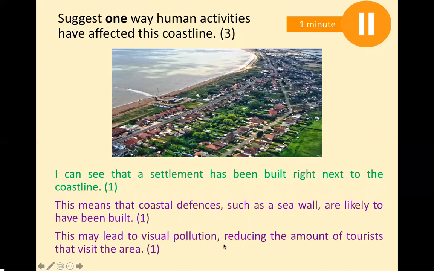There we go. This means that coastal defences such as a seawall are likely to have been built along the coastline, trying to protect these houses possibly. This may lead to visual pollution, reducing the amount of tourists that visit the area. This is a similar reason that you could give for ports.